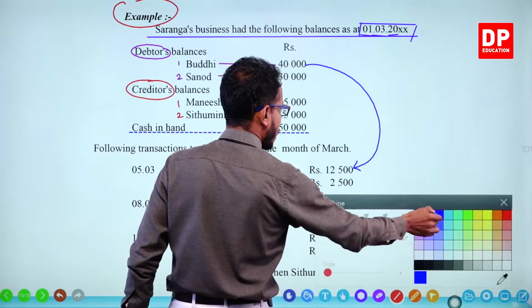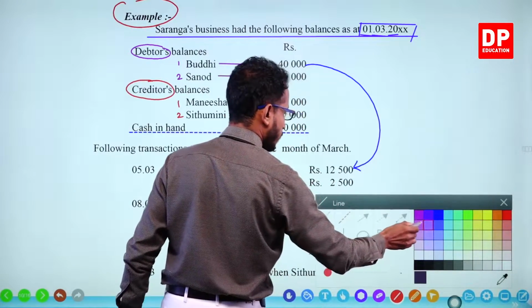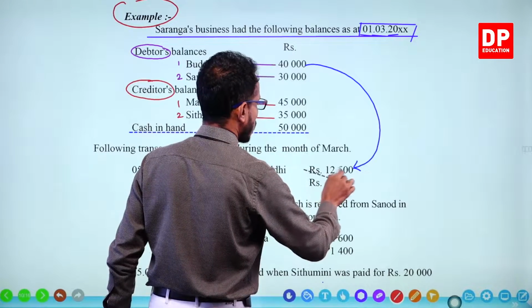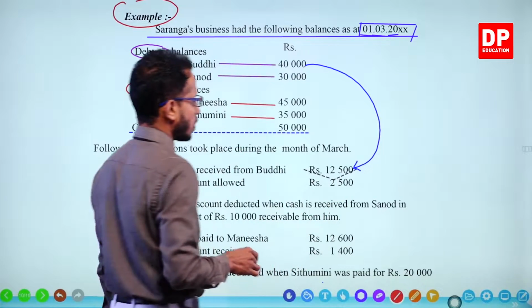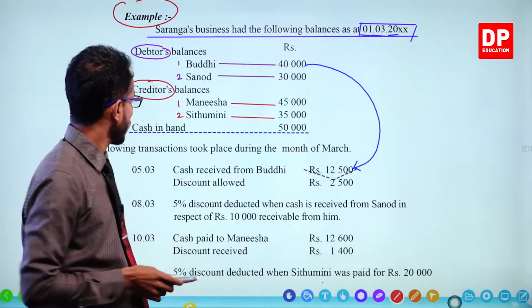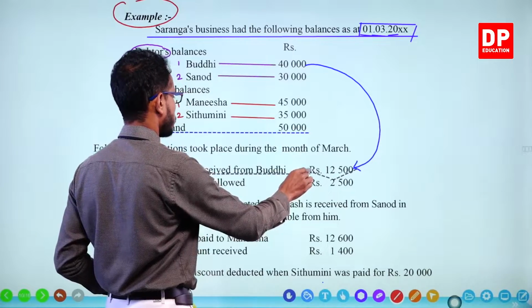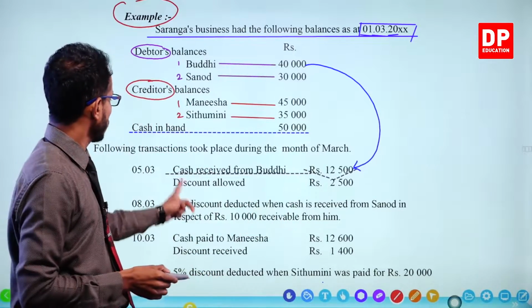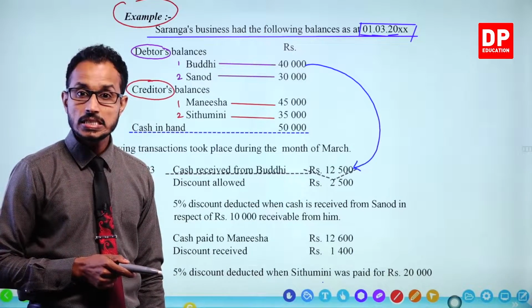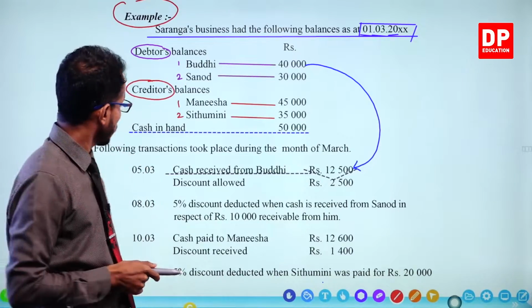12,500. He has paid us. We have received. But we have given him a discount of 2,500. We have to record that.